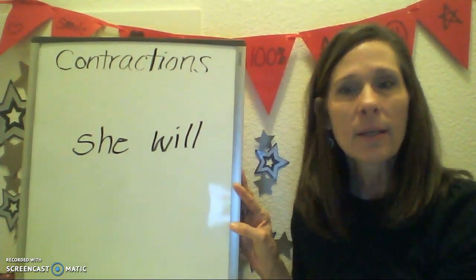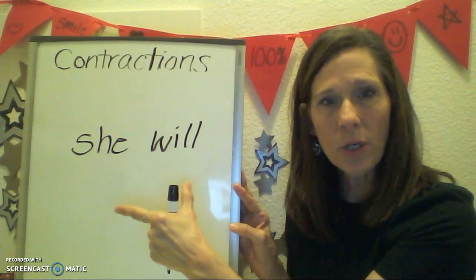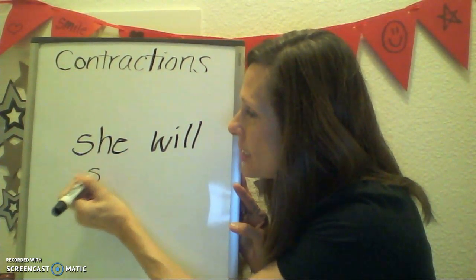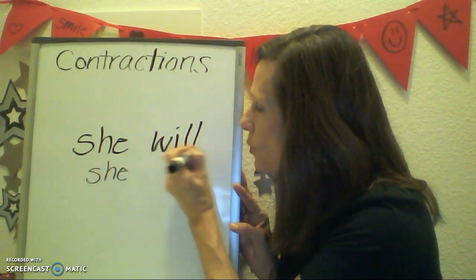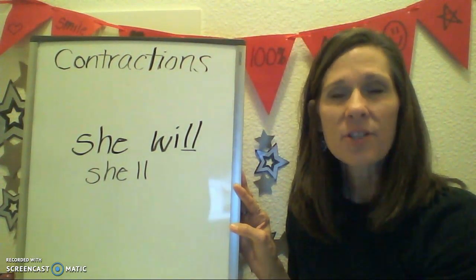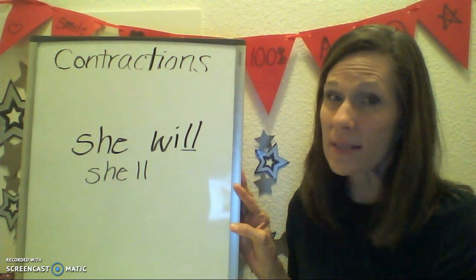She will come by at 3 o'clock. Okay, so I'm going to take my two words and shorten them into a contraction. So I'm going to take "she" from my first word and of course the "ll." Now notice this word here says "shell." Shell be by at 3 o'clock? No, that doesn't make sense.